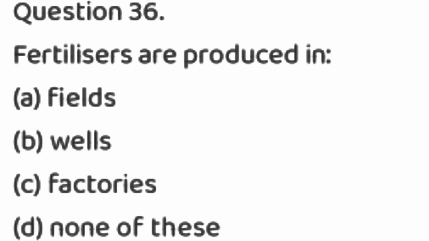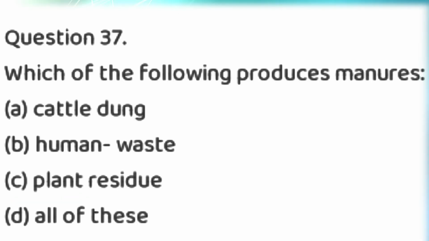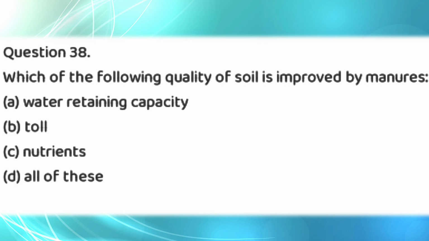36th question: Fertilizers are produced in fields, wells, factories, none of this. And the answer is factories. 37th question: Which of the following produces manure? Cattle dung, human waste, plant residue, all of this. And the answer is all of this. 38th question: Which of the following qualities of soil is improved by manure? Water retention capacity, texture, nutrients, all of this. And the answer is all of this.